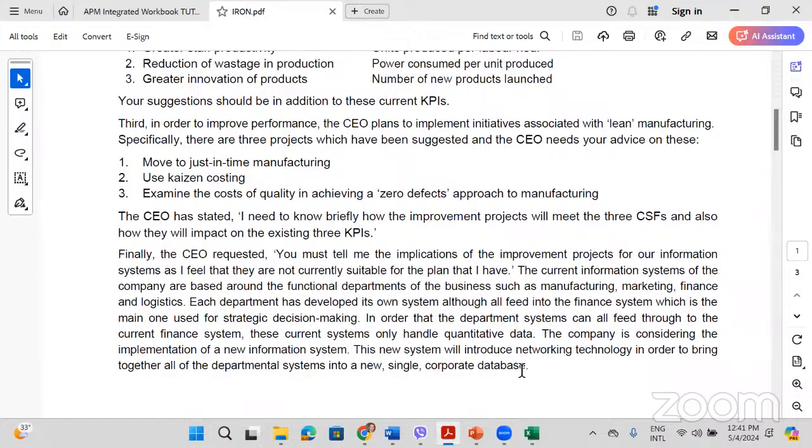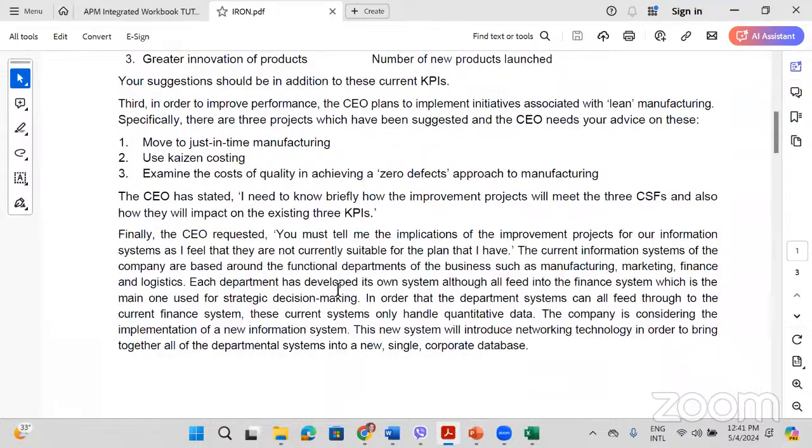So they have individual systems which are feeding into the finance system. In order for the department systems to all feed through to the current finance system, these current systems only handle quantitative data. The company is considering the implementation of a new information system. This new system will introduce networking technology in order to bring together all of the departmental systems into a new single corporate database. What is that called? Enterprise Resource Planning System, ERP.